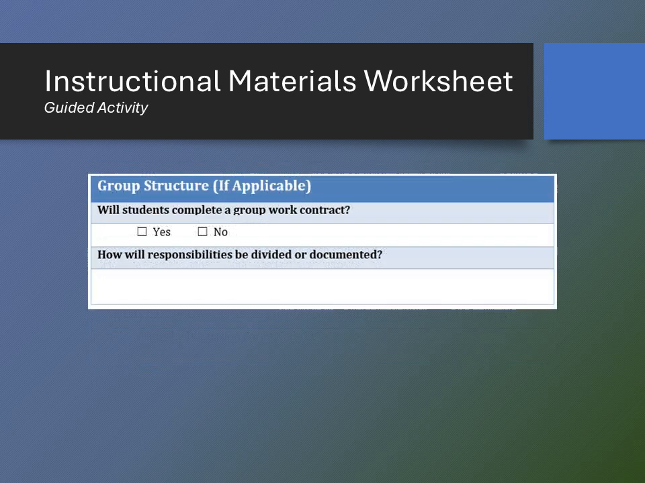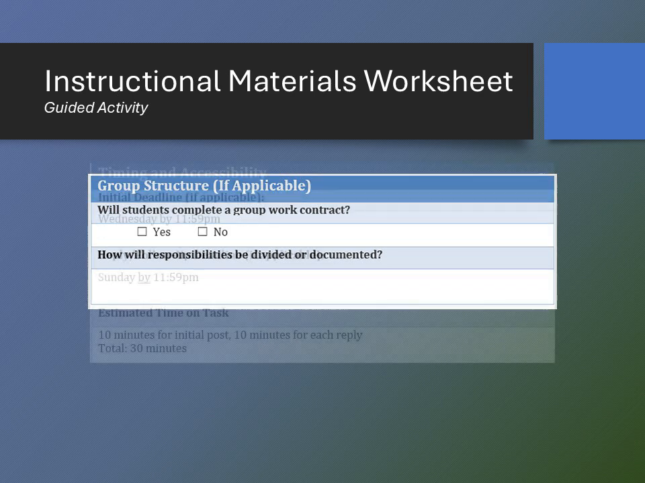If the activity involves group work, consider whether a group work contract is necessary. A contract clarifies each student's responsibilities and helps prevent freeloading. This step is key for ensuring that all students are held accountable and that responsibilities are clearly defined. It promotes fairness and helps students stay committed to their roles in the activity.